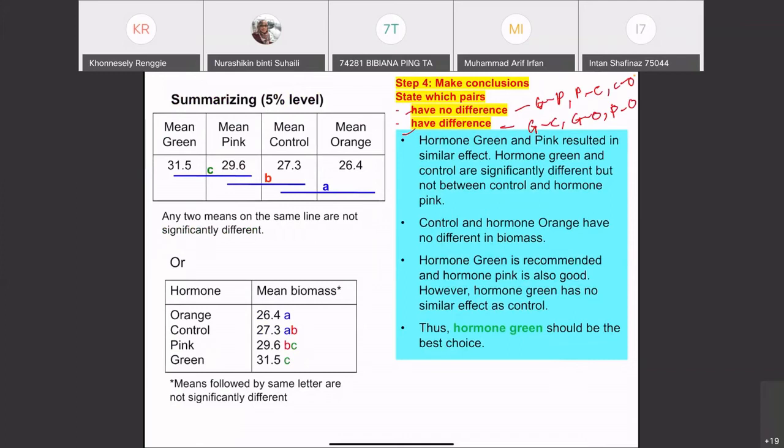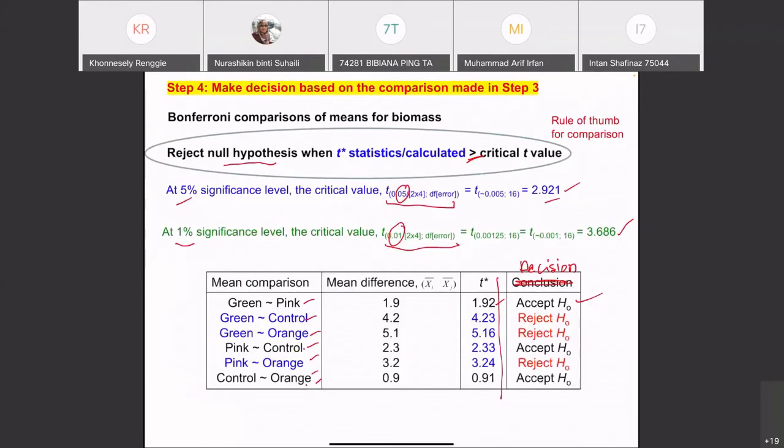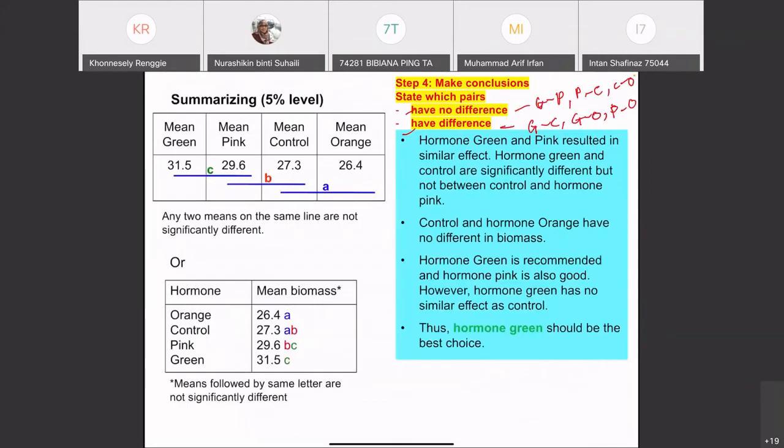For this A, B, and C, it is the same thing as the Tukey test. How you construct this kind of lines is based on the accept-null-hypothesis condition. So for example, you arrange the means in descending order, like 31.5 is the biggest, 26.4 is the lowest, right?